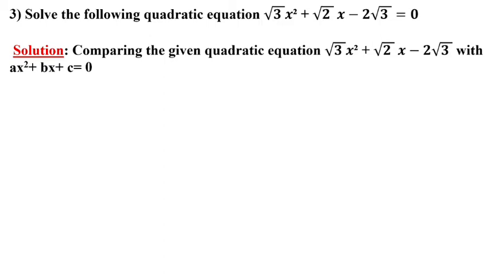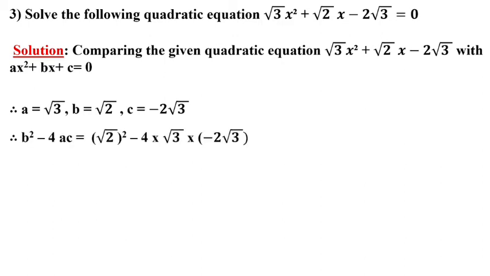Now we will compare the given quadratic equation with ax square plus bx plus c equal to 0. Here the value of a is under root 3, the value of b is under root 2, the value of c is minus 2 under root 3. So the delta value we will find first, b square minus 4ac. So the value of b is given, students, under root 2 whole square, minus 4 into the value of a, which is under root 3, into the c value, which is minus 2 under root 3.